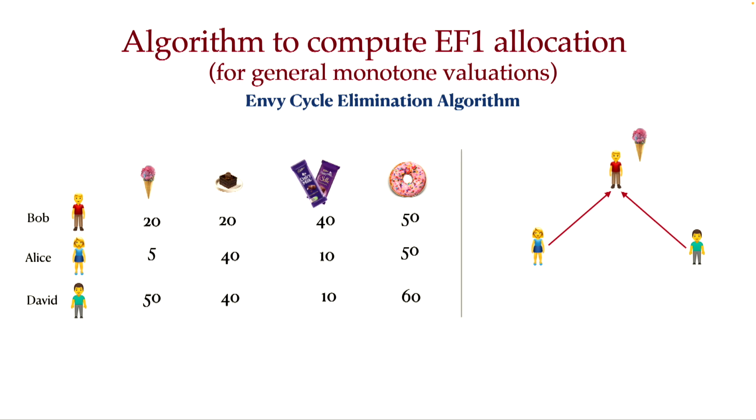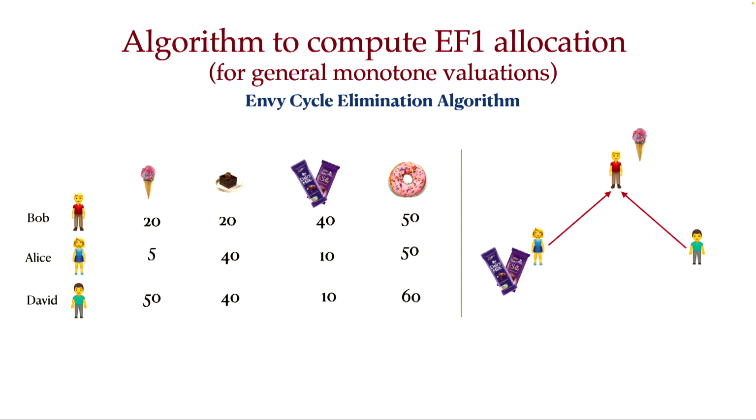Do I have a source vertex? Right. I can pick any one of them and I assign any unallocated item. Now let us again see what happens. A vertex with in-degree 0.